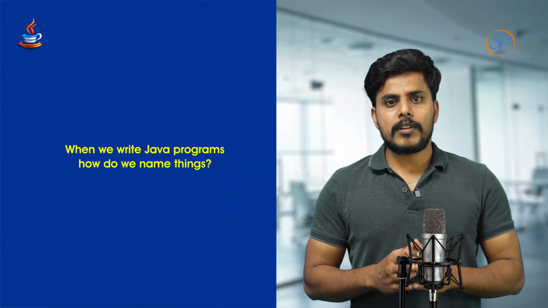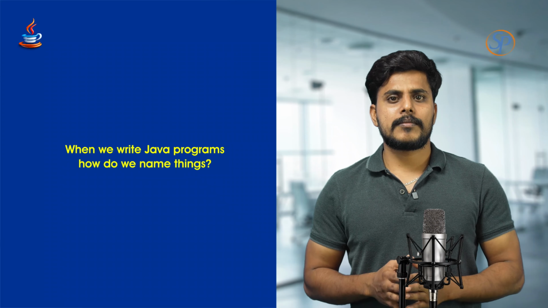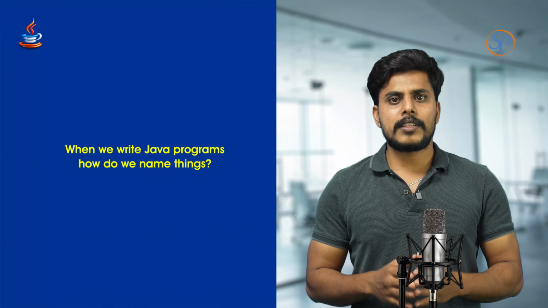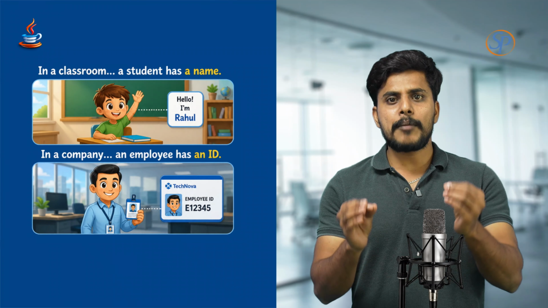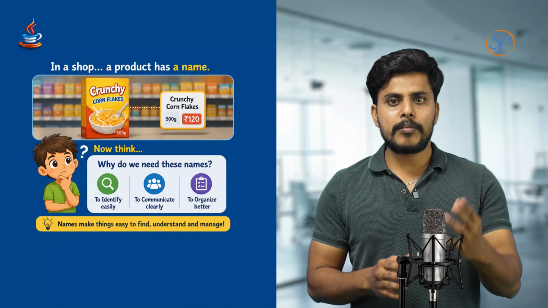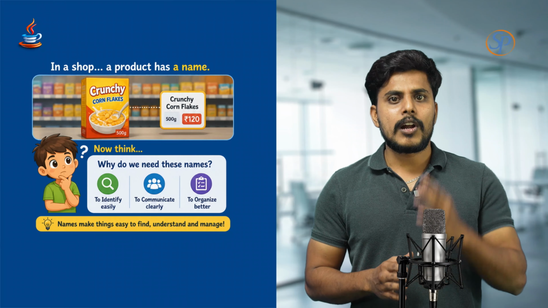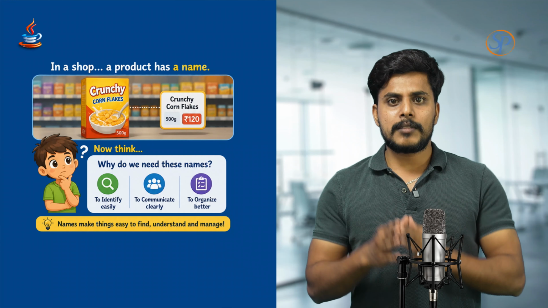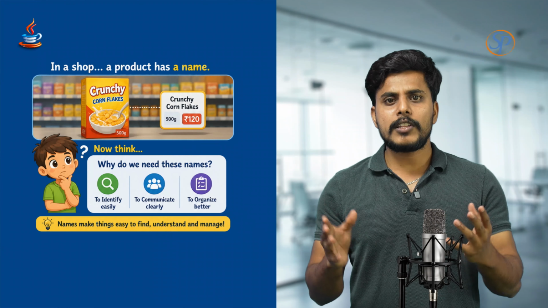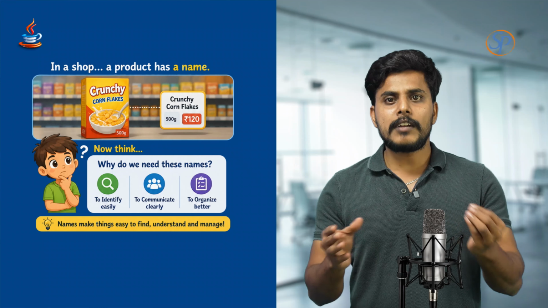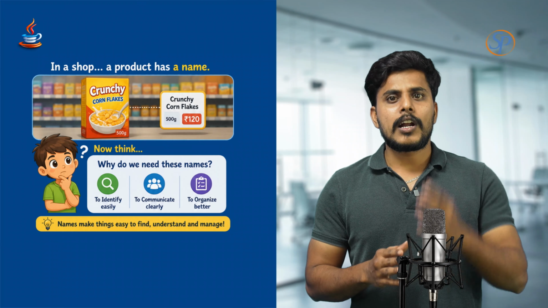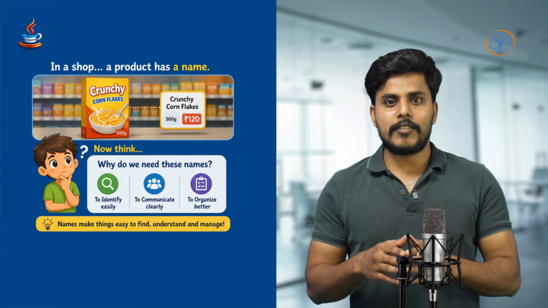Now, the question is, when we write Java programs, how do we name things? Let's understand this with a simple example. In a classroom, a student has a name. In a company, an employee has an ID. In a shop, a product has a name. Now think, why do we need these names? Because without names, we cannot identify things properly. It becomes confusing. Now the same concept applies in Java.